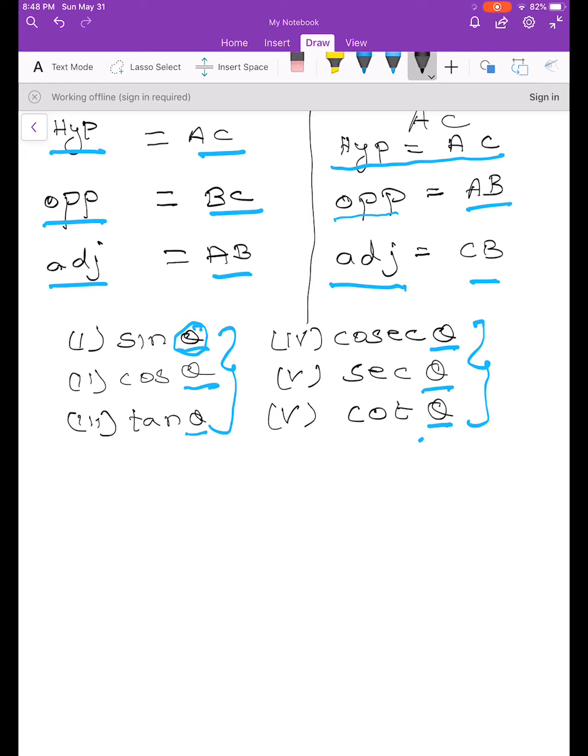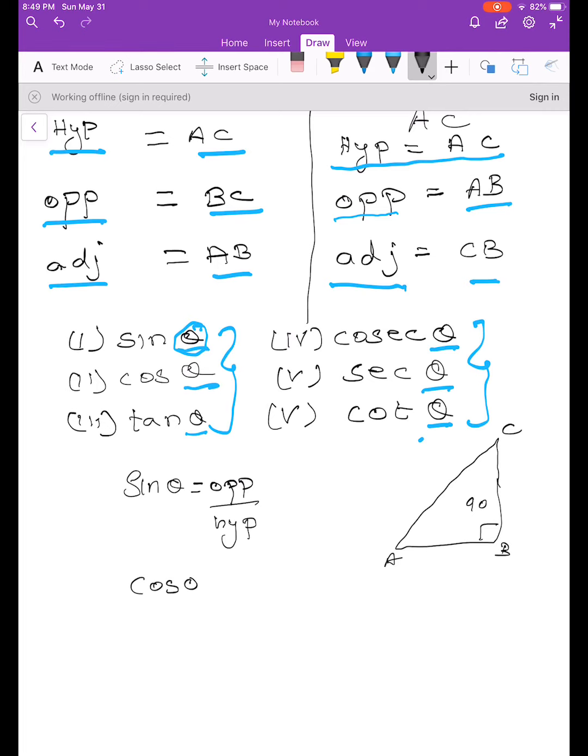Let's see sine theta. What is sine theta? Let's have one triangle here, ABC, with this angle 90 degrees. Sine theta is opposite by hypotenuse. Cos theta is adjacent by hypotenuse. Tan theta is opposite by adjacent.